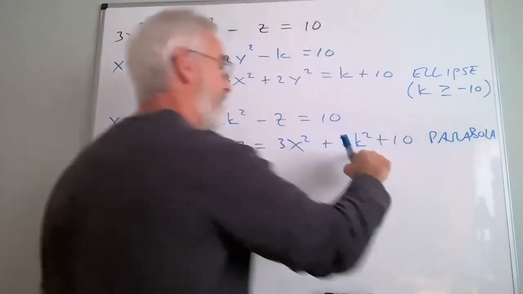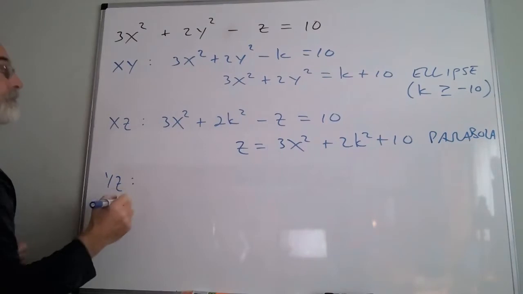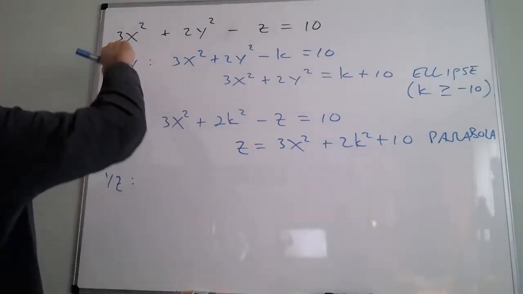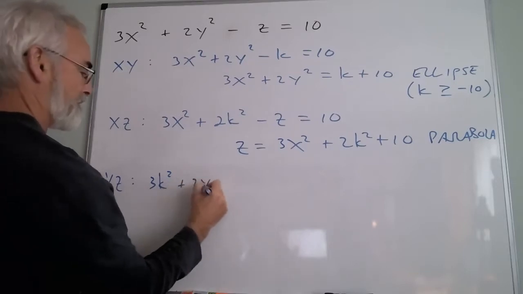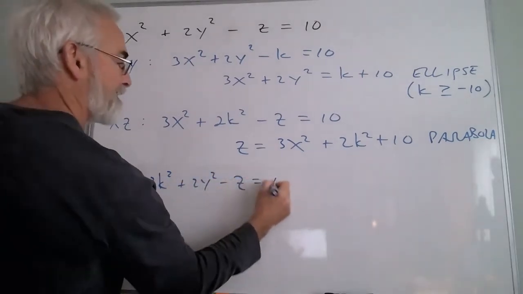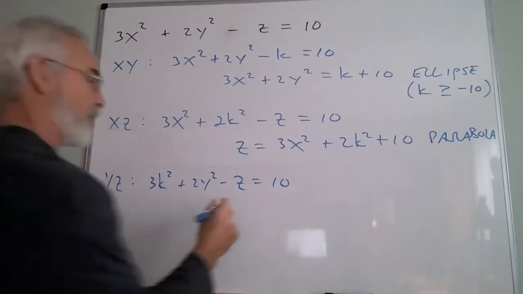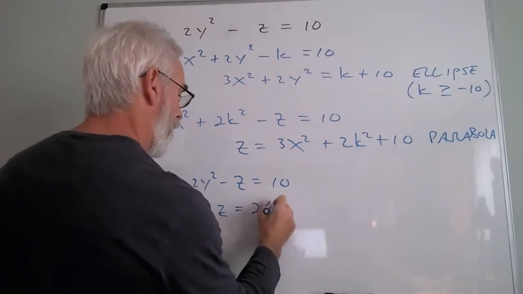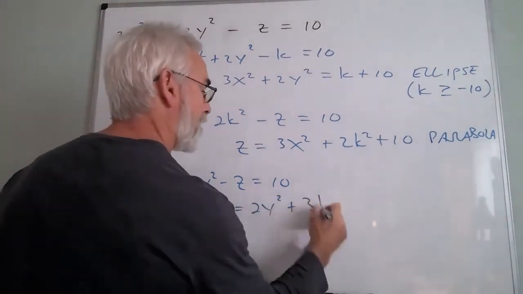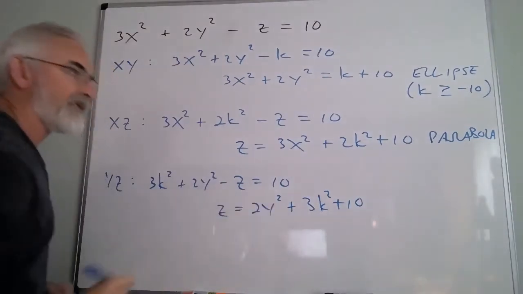Now, it doesn't matter what the value of k is. And then finally, in the yz plane, x would be held constant. So I have 3k squared plus 2y squared minus z equals 10. And once again, I'm going to solve for z because I can isolate the one variable. So z would equal 2y squared plus 3k squared plus 10. And once again, that looks like a parabola.